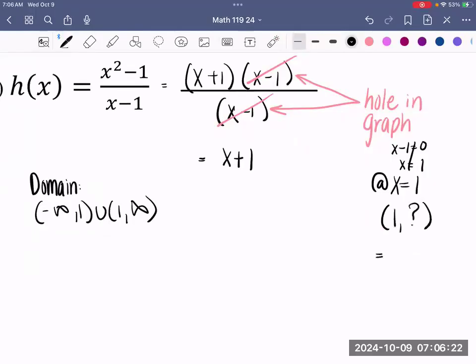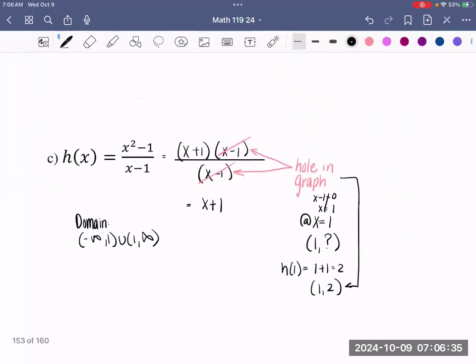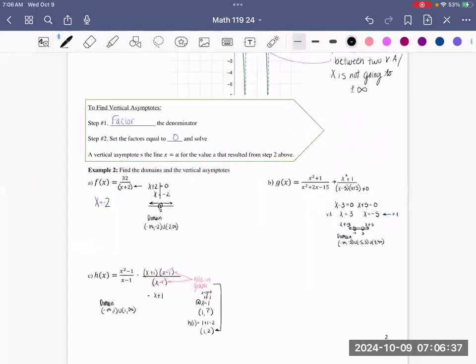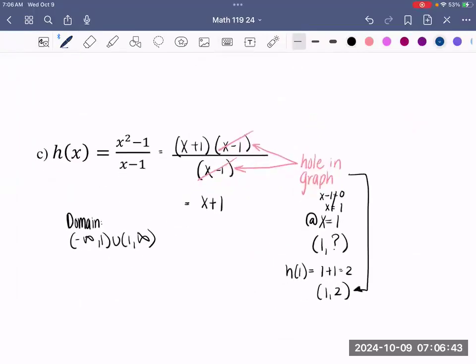So we want to plug it into your simplified function. 1 plus 1 makes 2, so you have the point (1, 2). You have a hole at (1, 2). And if there's nothing else in your denominator, then you don't have a vertical asymptote.